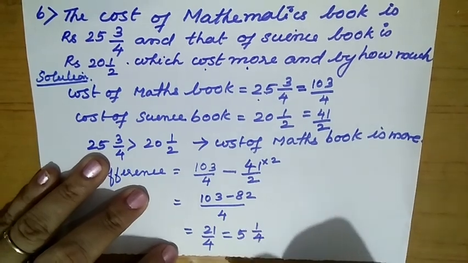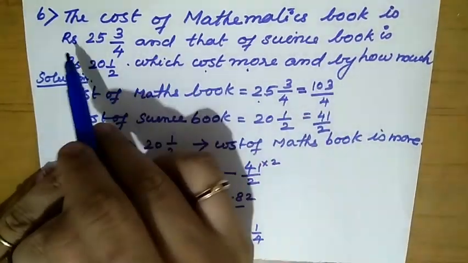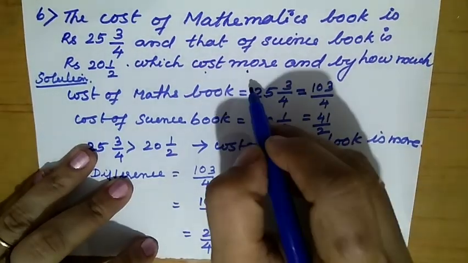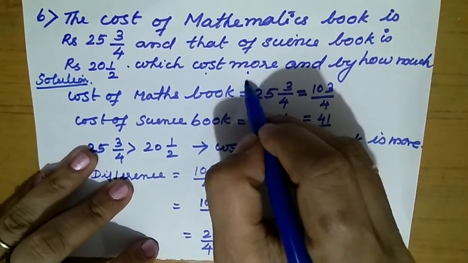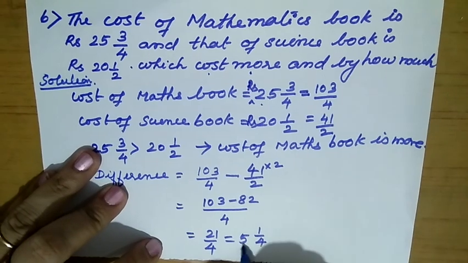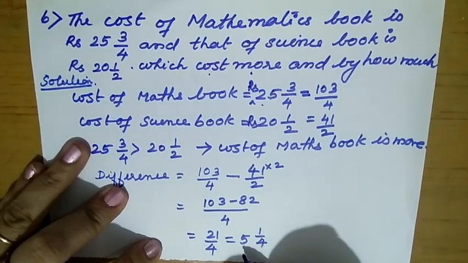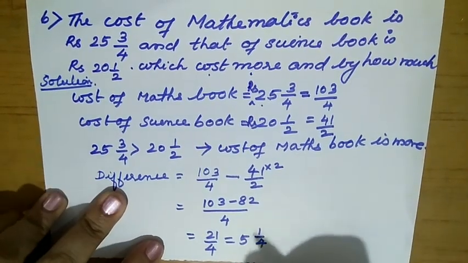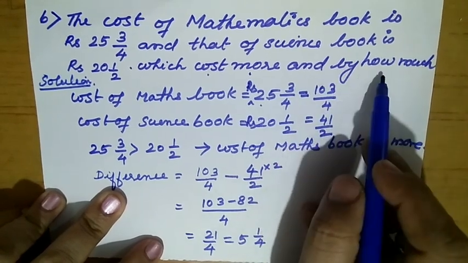So all these are rupees only. The cost of rupees 25 integer 3 by 4, here also we should write rupees. This is also rupees only. So what is the answer now? Rupees 5 integer 1 by 4. So the answer is what is called by how much.